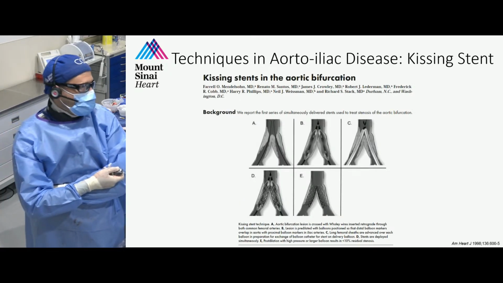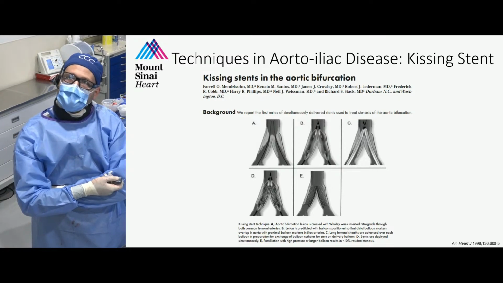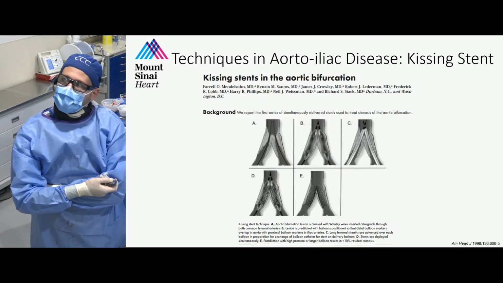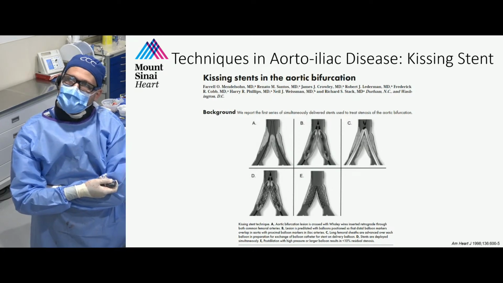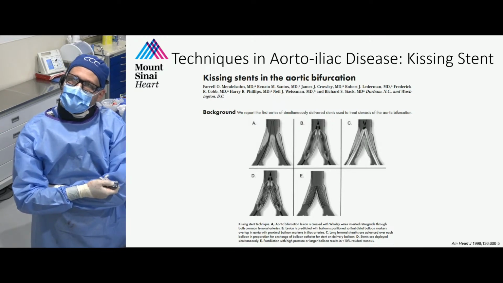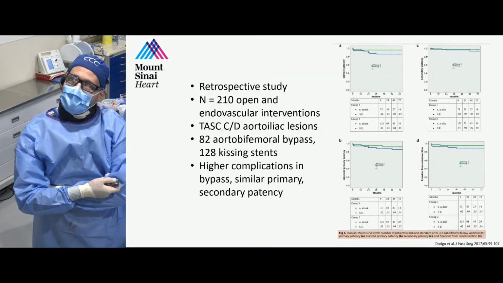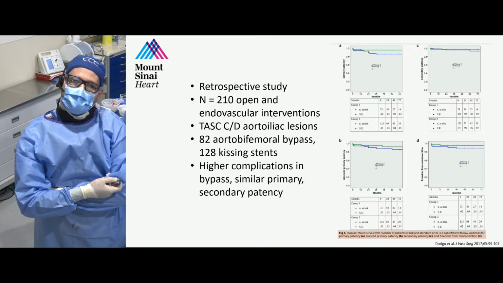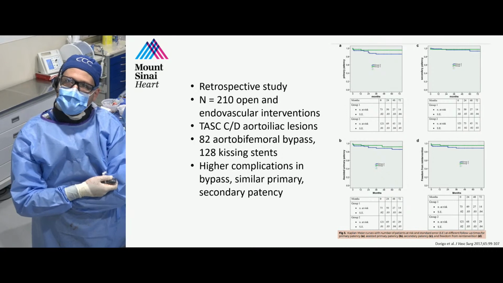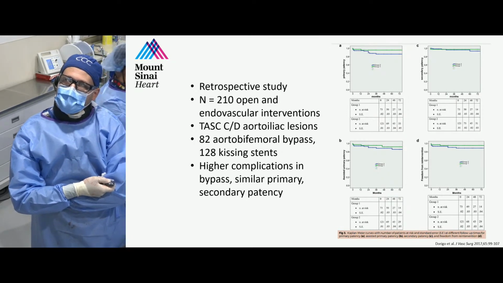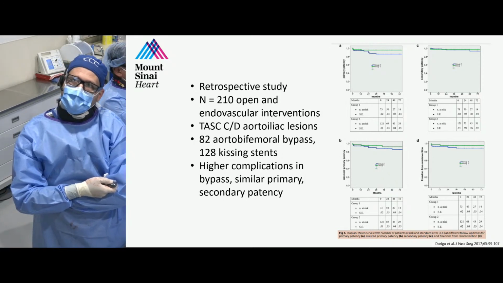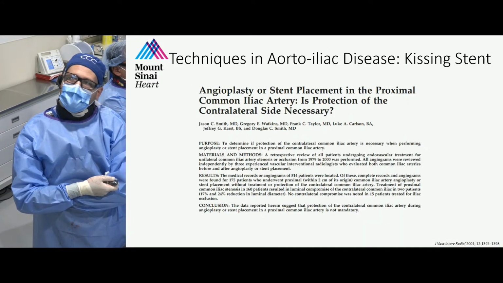So when we're talking about the true bifurcation lesions, the standard of care that was really first described back in the 90s is this kissing stent technique, obviously borrowed from the coronaries. And that has shown good long-term data, just on its own in observational cohorts, and here in this retrospective analysis compared to surgical bypass. So it's certainly a good option and had been the standard of care for a while.